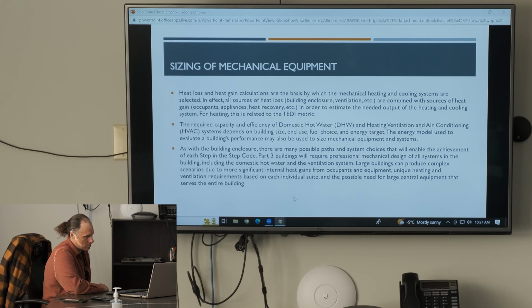Part 3 buildings will require professional mechanical design of all systems in the building, including the domestic hot water and the ventilation system. Large buildings can produce complex scenarios due to more significant internal heat gains from occupants and equipment, unique heating and ventilation requirements based on each individual suite, and the possible need for large central equipment that serves the entire building.